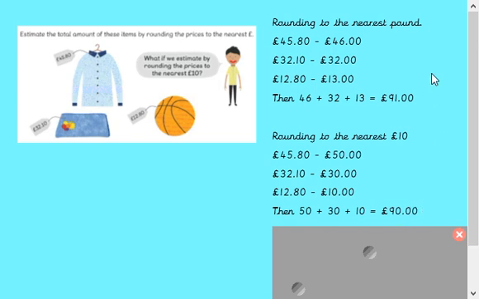So you can see that rounding it to the nearest pound will give us £91, which is a good estimate. If I rounded it to the nearest £10, it's quicker, and it's still quite close, £90 to that estimate. So you could make that choice. You don't need to always round it to the nearest pound. You might want to round it to the nearest 10.